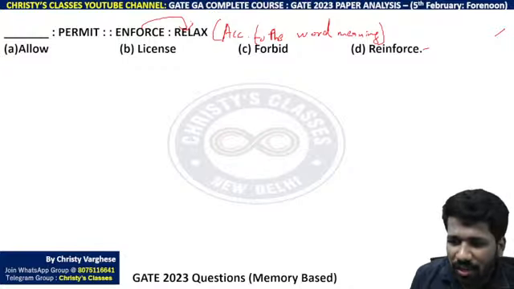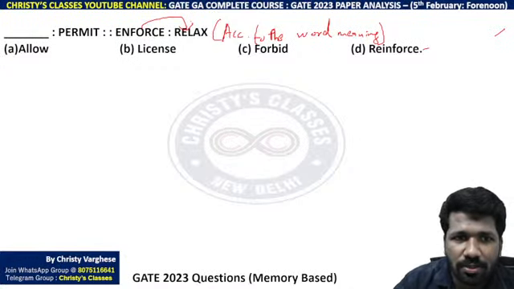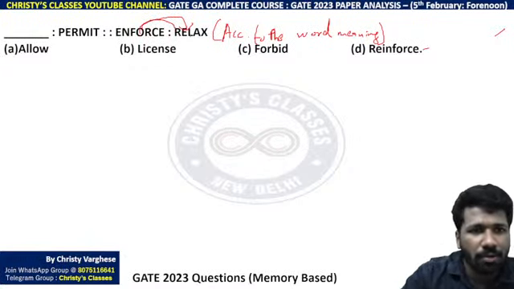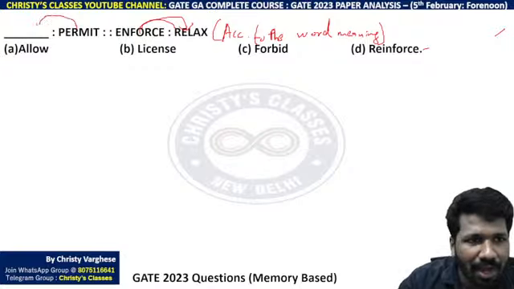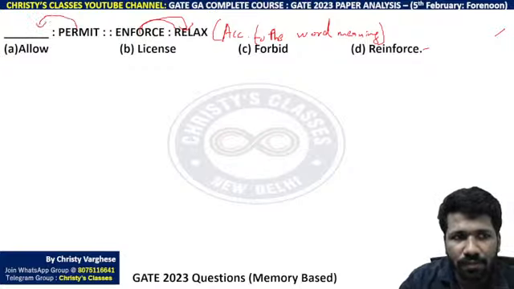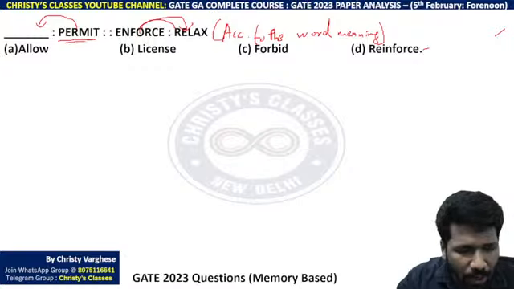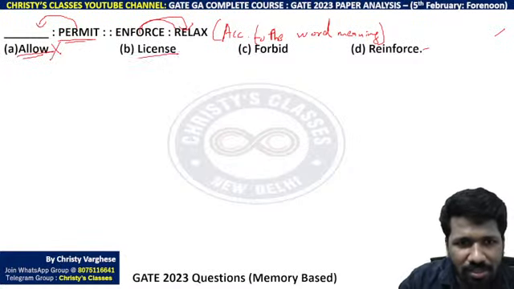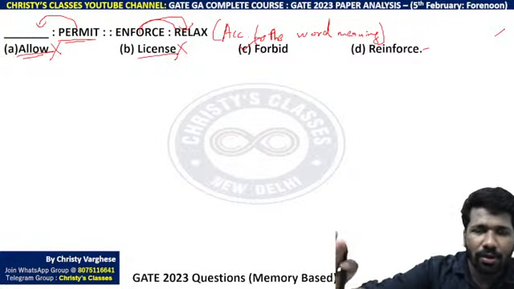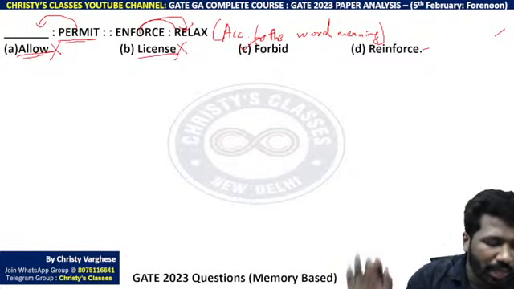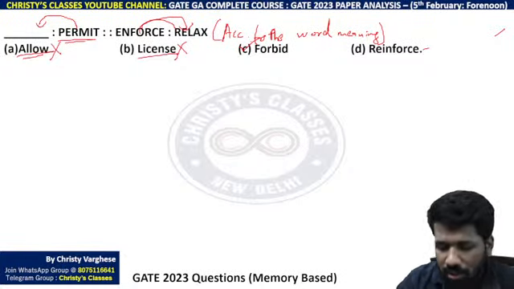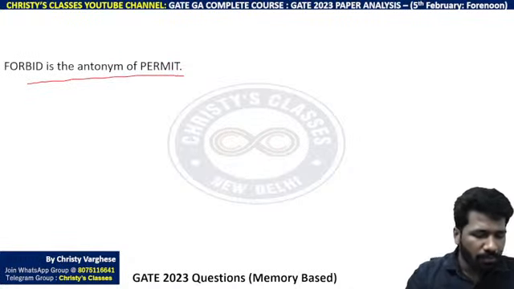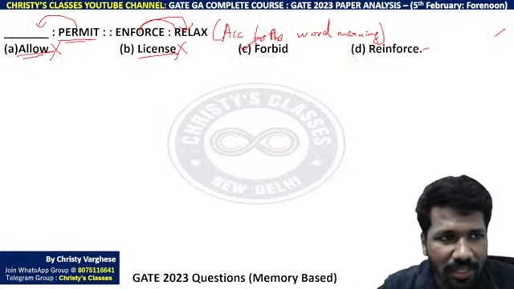Relaxing means not enforcing. That is almost opposite ना. So it's an antonym. Enforce का antonym है relax. Relax is the antonym of enforce. So definitely permit का antonym या opposite we need to find. Permit means to allow na. So allow is not antonym, it is synonym. License is not making sense. Forbid, yes. Forbid means not allow or telling that you cannot do that. So forbid is totally correct. Forbid is the antonym of permit. That is why forbid is the answer.